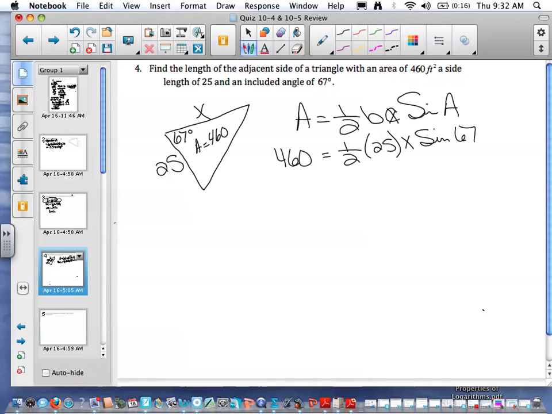To make this easier to look at, go ahead and multiply 1/2 times 25 times sine of 67. And that will give you 460 is equal to 11.5 x. Take 460 divided by 11.5, and you should get that x is equal to 40. So the length of that adjacent side is 40.